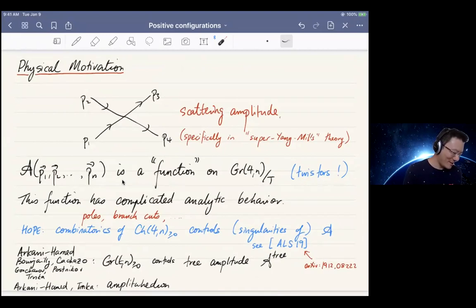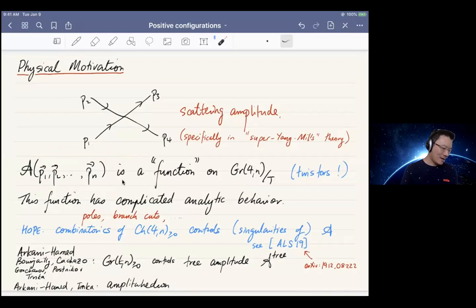what got me interested in this, which is conversations with my physics colleagues. So the physical motivation for this is a scattering amplitude in super Yang-Mills theory. It's a function that depends on some momentum vectors. Here I've drawn 4 particles colliding, and they have some momentum vectors. These are 4 vectors in 4-space. And the amplitude, the mod squared of it, is some kind of probability density. So it's some function that depends on these momentum vectors.